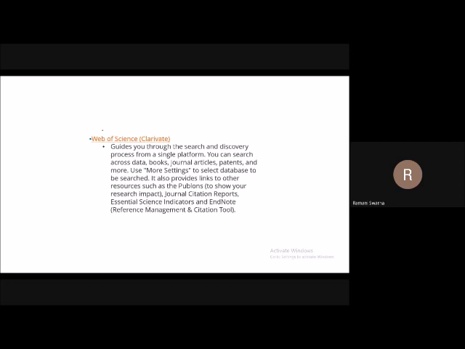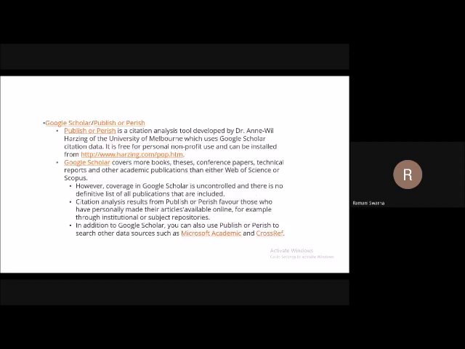Then Web of Science, again, we have seen how important it is and what all things are there. So it gives you what? Research impact, Journal Citation Reports, Essential Science Indicators. I will explain to you what the science indicators are. It is like a separate presentation of mine that I will also explain again and again. So Google Scholar is a separate one.